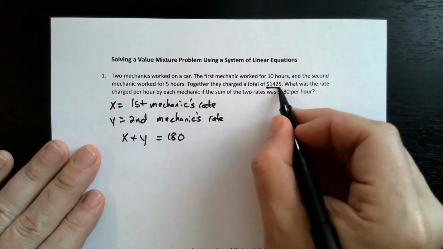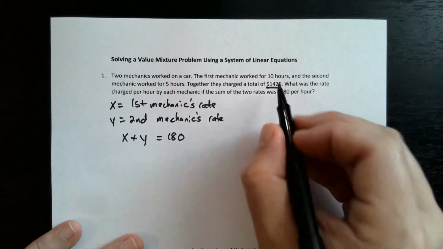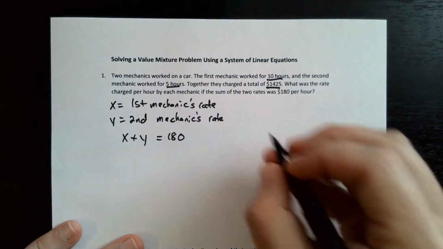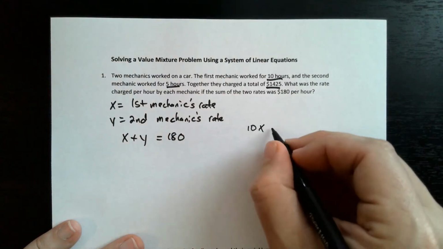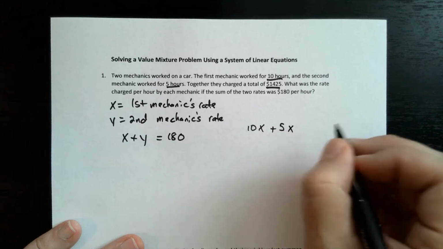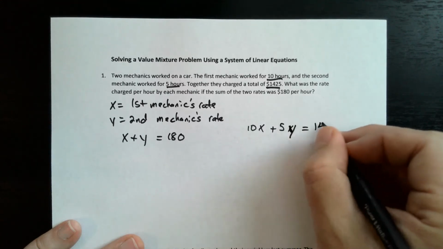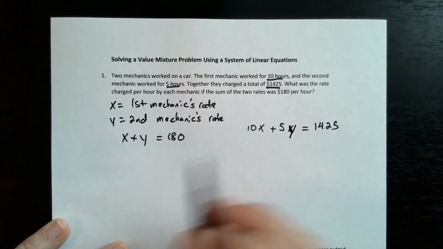And then we know we were charged $1,425 for this many hours for mechanic 1 and this many hours for mechanic 2. So our second equation will be 10 hours for mechanic 1, 10X, plus 5 hours for mechanic 2, that's 5Y, equals 1,425. Okay, so now we have two equations, two variables.